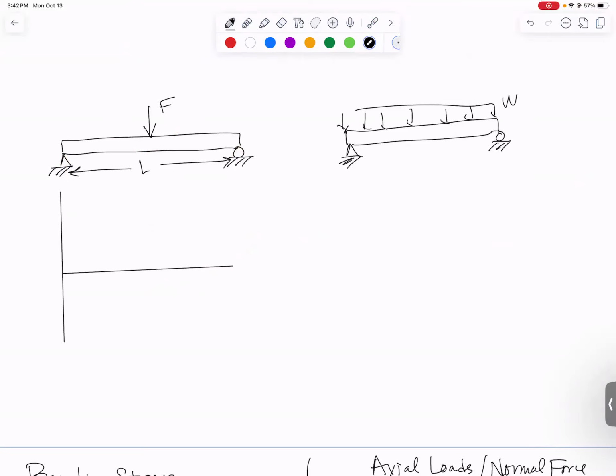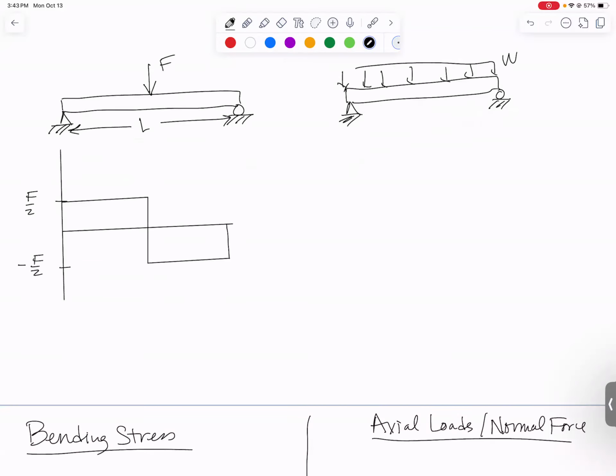So our shear force diagram is going to first start up here at F over 2. And then it's going to go with a 0 slope because there is no distributed loading. Then it's going to jump down by F, which will make it end up at minus F over 2. And then again, no slope because there's no distributed loading. And finally, at the end, it would have another reaction force of F over 2. So our shear force diagram ends up looking like that.